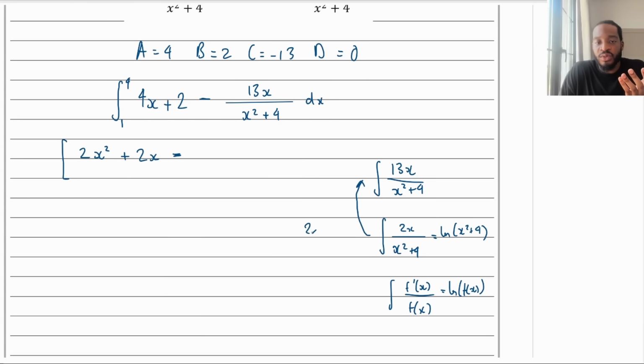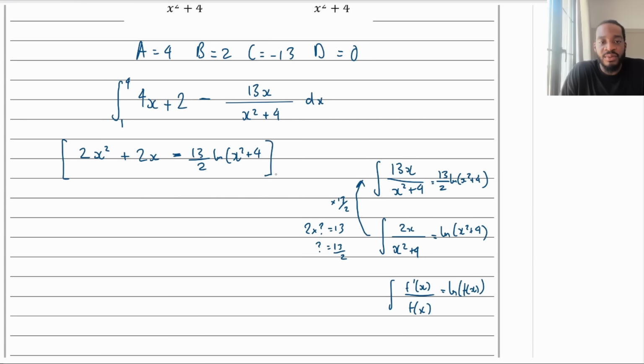Well, think about it. 2 times what will give you 13? Divide both sides. It's 13 over 2. Okay? So to go from the bottom one, 2x, to the 13x, we times by 13 over 2. So therefore, the integral is going to be 13 over 2 multiplied by the ln of x squared plus 4. Okay? So then I can put that there. So it becomes minus, and then 13 over 2, and then the ln of x squared plus 4.